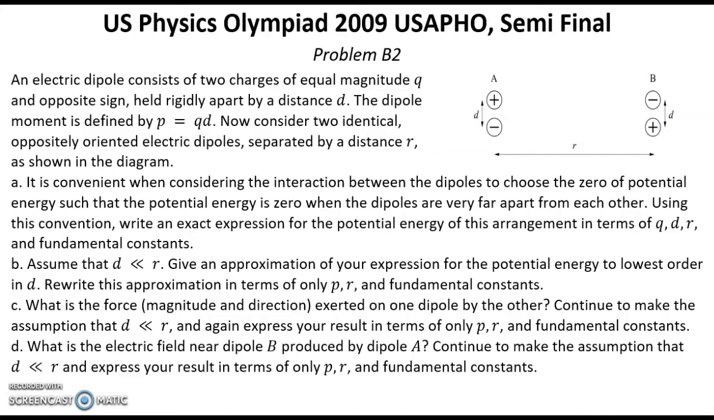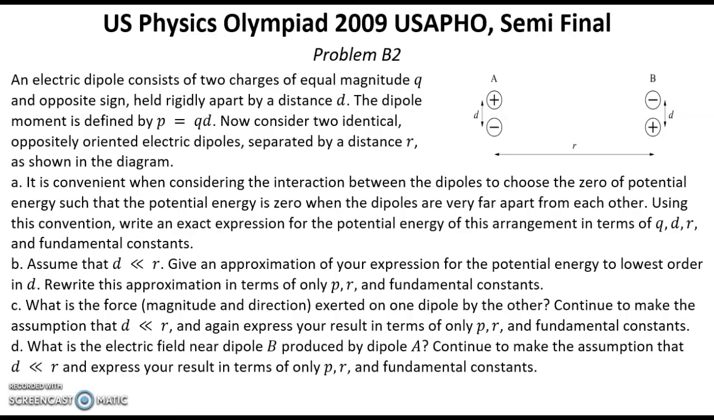Question B. Assume that d is much less than r. Give an approximation of your expression for the potential energy to lowest order in d. Rewrite this approximation in terms of only p, r, and the fundamental constants.